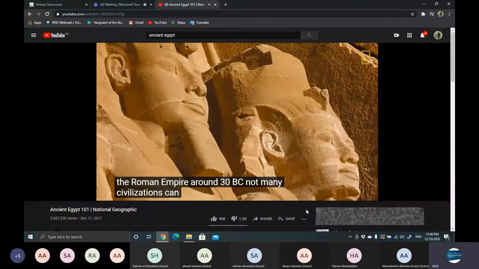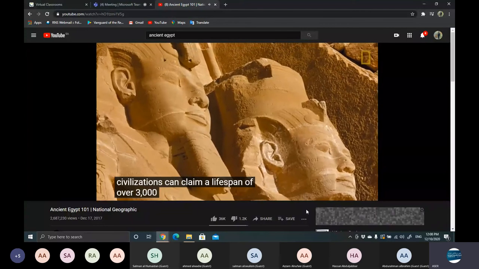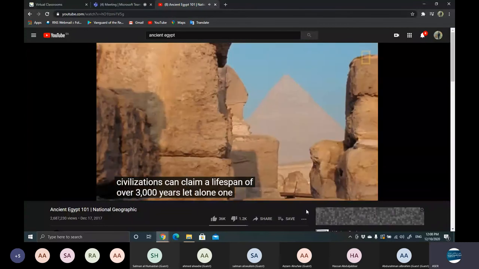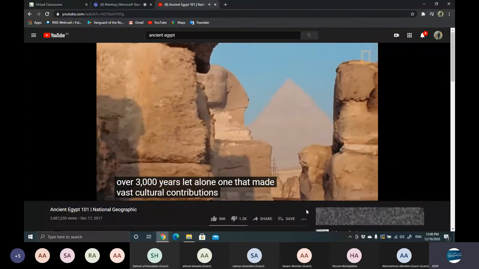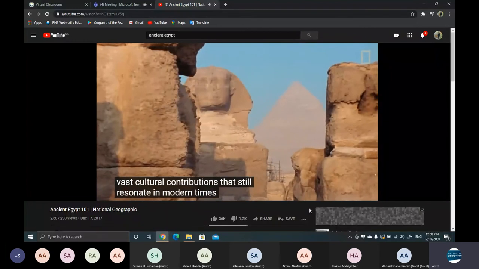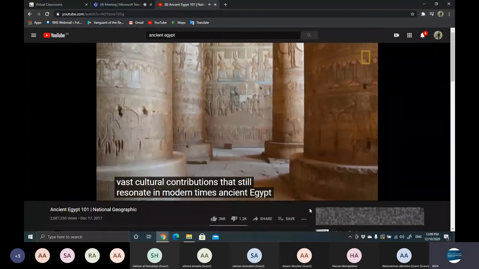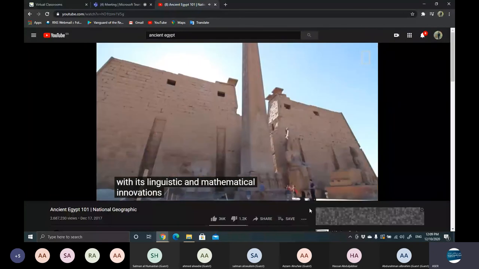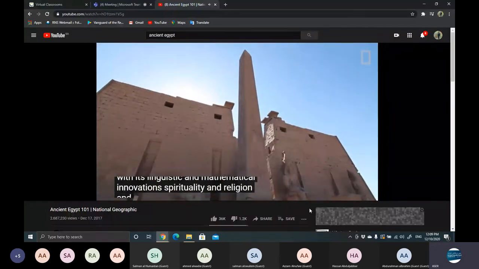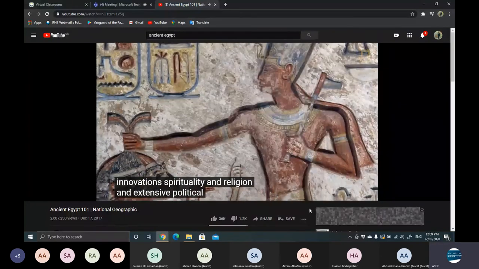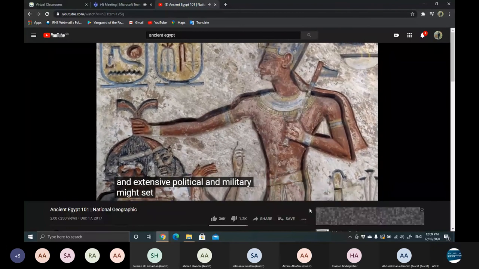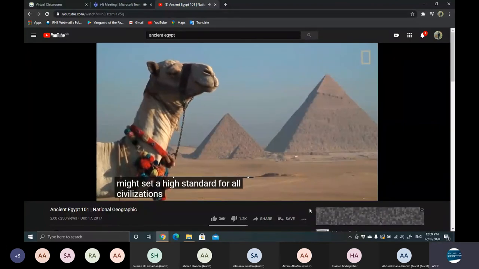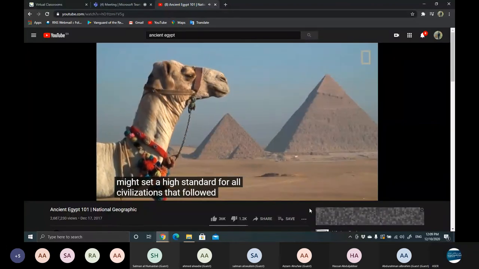Not many civilizations can claim a lifespan of over 3,000 years, let alone one that made vast cultural contributions that still resonate in modern times. Ancient Egypt, with its linguistic and mathematical innovations, spirituality and religion, and extensive political and military might, set a high standard for all civilizations that followed.